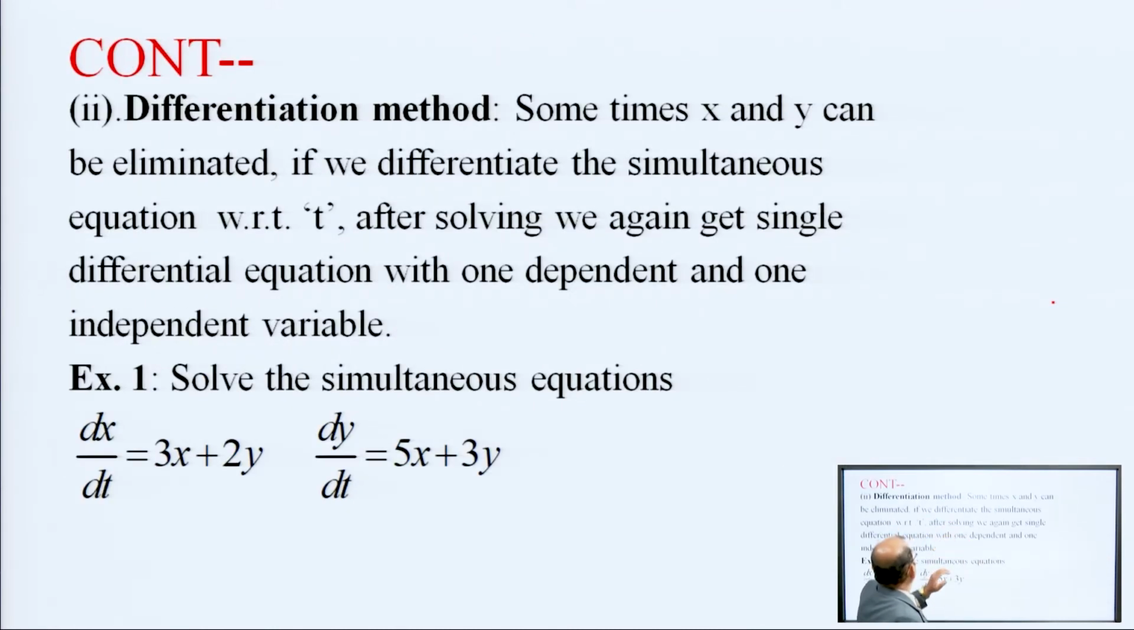Differentiation method. The second method: we have simultaneous differential equations, and we differentiate them with respect to t. Sometimes x and y can be eliminated if we differentiate the simultaneous equations with respect to t. After solving, we again get a single differential equation with one dependent variable and one independent variable.